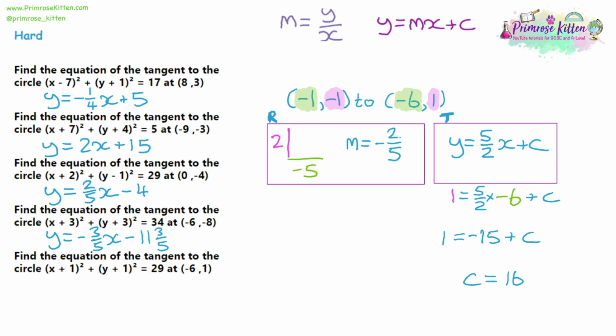So for our final answer, it would be y is equal to 5 over 2x. Or alternatively, we could turn that into a decimal. 5 over 2x should be fine, unless you're told to convert it. But 5 over 2 is 2.5x. And it's plus c, which is 16. So y is 2.5x plus 16. Or again, alternatively, y is 5 over 2x plus 16 will be just as good, as long as you've not been told to write it in a specific format.